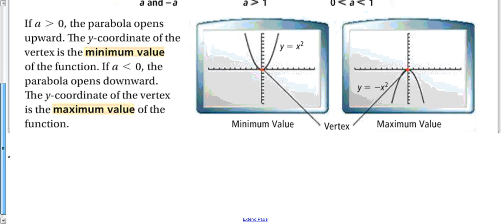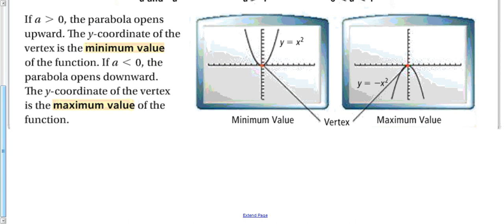Now, if a is bigger than 0, the parabola opens upward. We know that already. The y-coordinate of the vertex is going to be a minimum value of the function. Because if this graph opens up, like it does in this picture, we can see that right down there at the vertex, the function cannot get any lower than it is. Okay? And that happens when a is positive, which means that that function has a minimum value at some point. We can see what the point is right there, it's 0. And we can figure out what those points are once we learn how to figure out where the vertex is. But for now, we know that it has a minimum function.